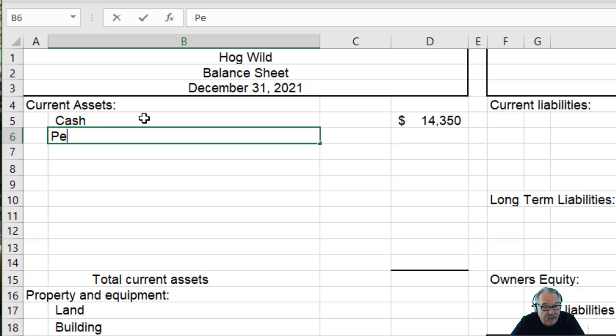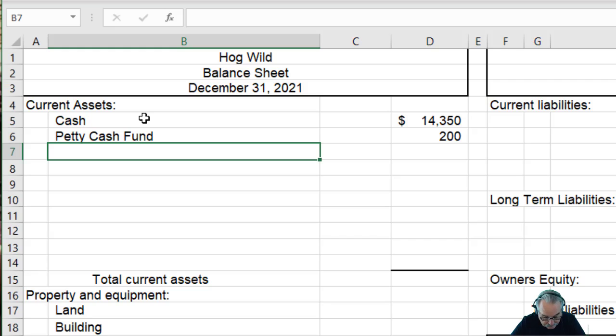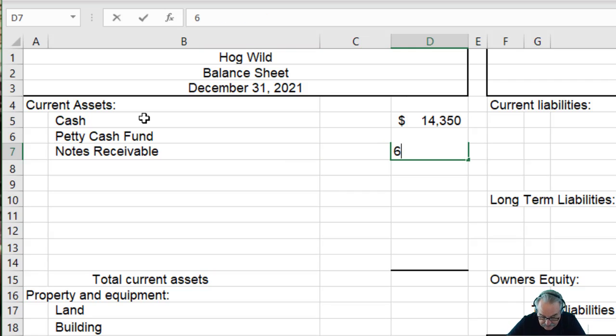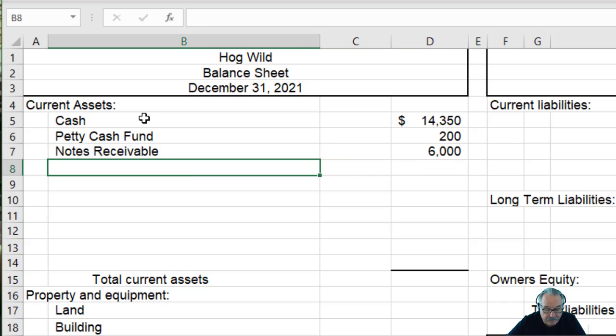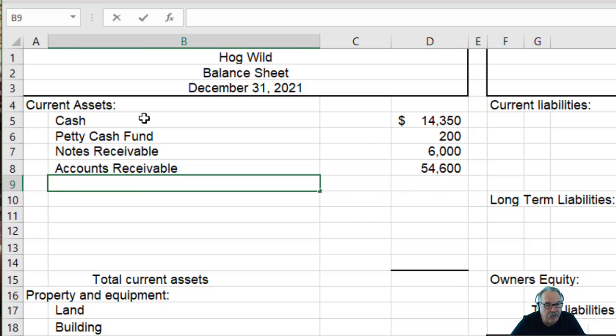Then we have petty cash fund. The petty cash fund, or petty cash, is $200. Notes receivable, short-term notes receivable, $6,000. Accounts receivable, $54,600. We also have an allowance for doubtful accounts.